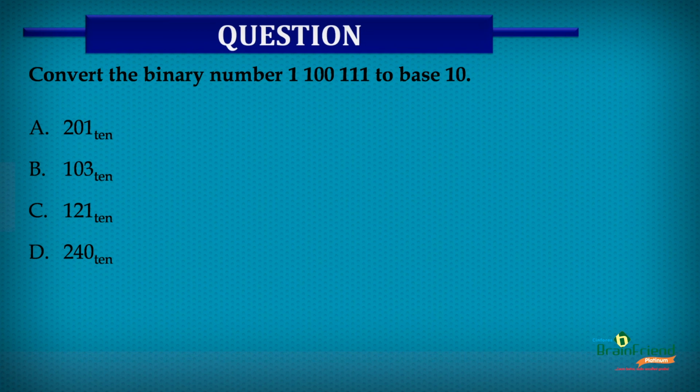Question 2. Convert the binary number 1100111 to base 10. Option A, 201. Option B, 103. Option C, 121. And option D, 240. The correct answer is option B, 103.